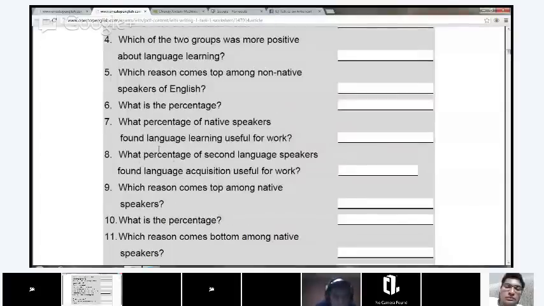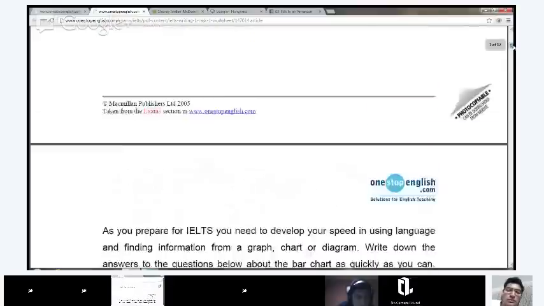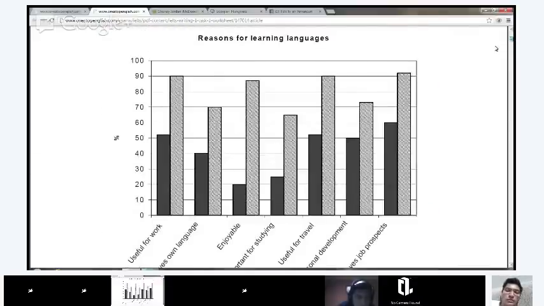Okay, so we have two more questions. What percentage of native speakers found language learning useful for work, and what percentage of second language speakers found language acquisition useful for work? We're talking about the same idea, language useful for work, just about two different groups. So what is the percentage of native speakers that find language acquisition useful for work? 52. Yeah, 52, right? And what about non-native speakers? 90%. 90%, okay. Can someone come up with a sentence using that information?